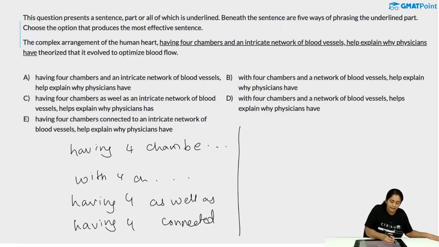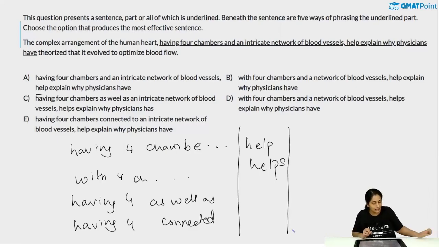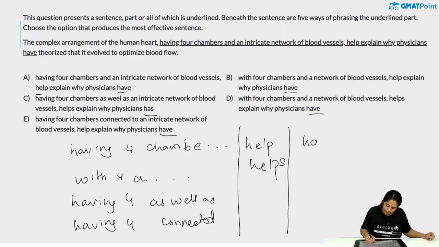Now there are changes in the verb as well. You can have help or helps. Instead of writing all of these things, I'll narrow it down to two possibilities, help or helps. Now consider the last part, explain why physicians. There is no change over there. The last change is in has or have. So essentially we have four choices: two choices over here and two choices over here.